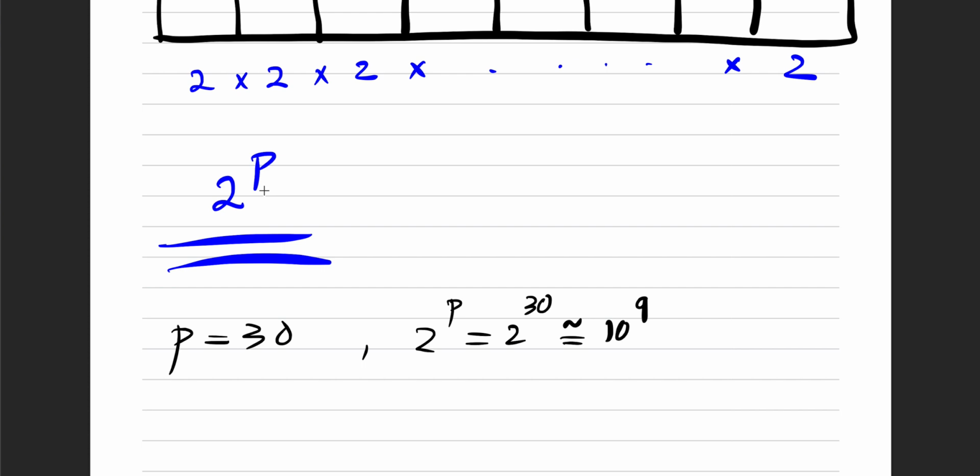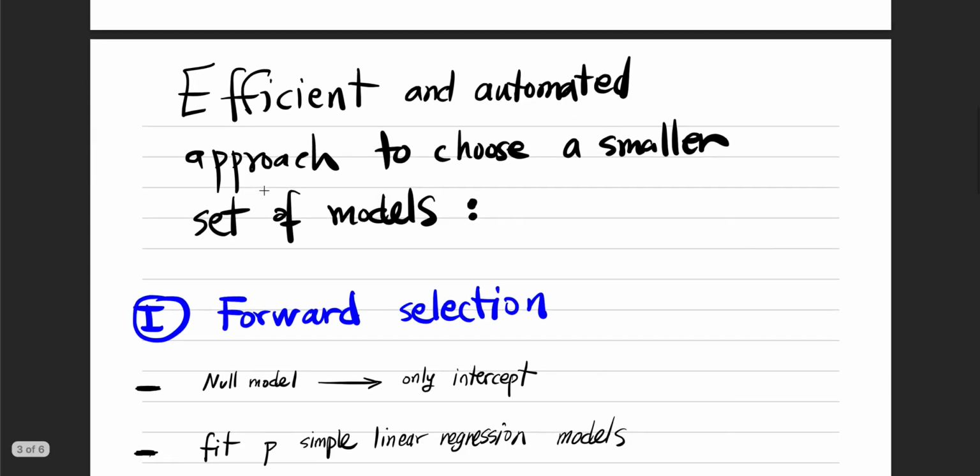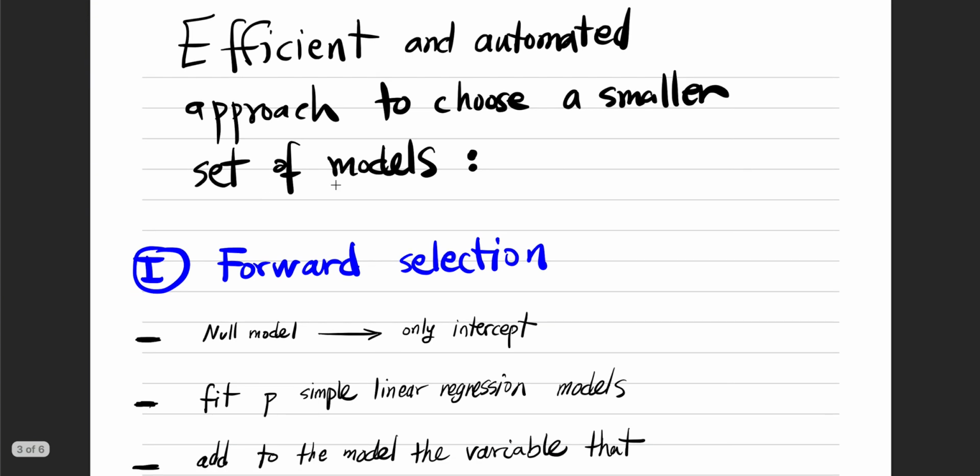Why would we want to look at all of them? We wanted to look at all of them so we can fit a regression model and test it and then say, among all these possibilities, this regression model is the best. That's why we want to do it. But we can't do that. So a lot of people for a long time have been thinking about efficient and automated approaches to choosing a smaller set of models or smaller set of predictors.